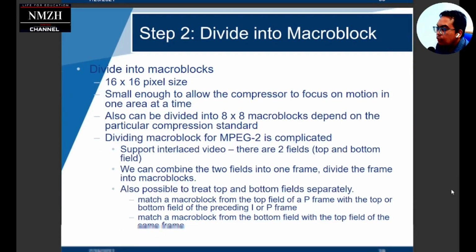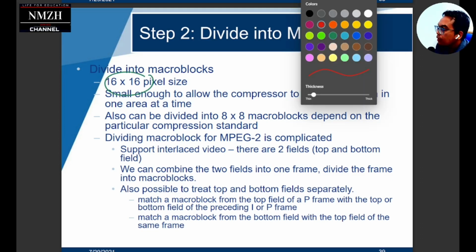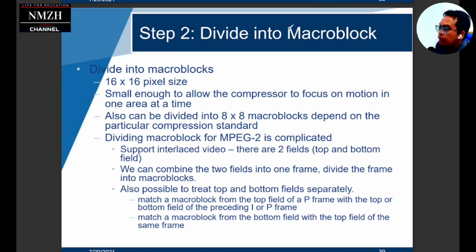Okay, so what is a macroblock? It could be 16 times 16, right? Sorry for that. It could be 16 by 16. It could be 8 times 8, depending on the particular compression. So as mentioned earlier, it differs by this, guys. It could be this and that.